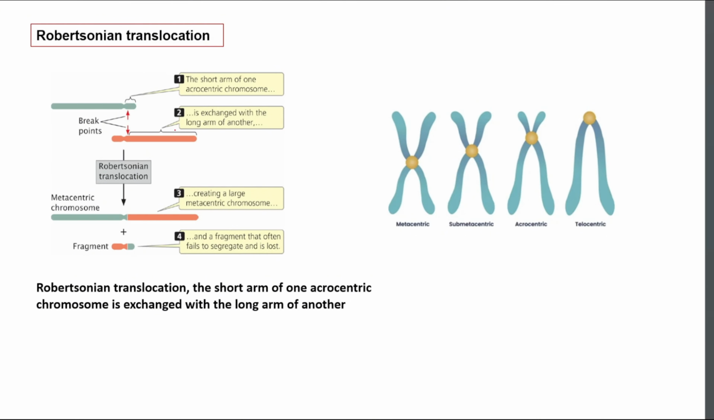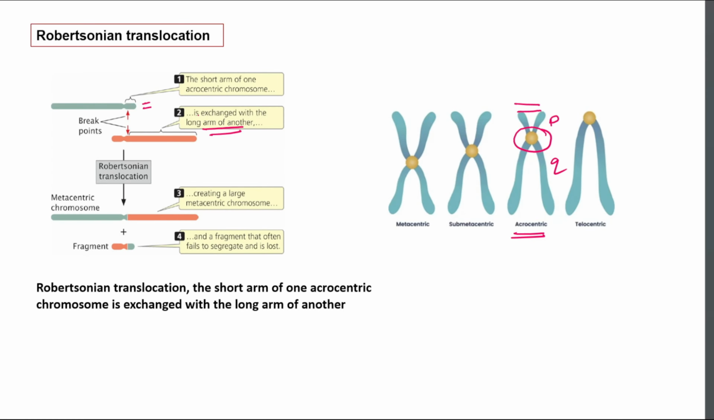This translocation is a special type of chromosomal mutation where the short arm of an acrocentric chromosome is exchanged with the long arm of another acrocentric chromosome. So what is an acrocentric chromosome? This is an acrocentric chromosome when the centromere is located very close to the end and forms a very long arm that is called the Q arm and another very short arm that is called the P arm. This is called an acrocentric chromosome.